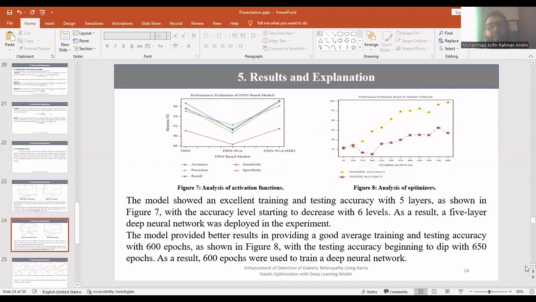The model showed excellent training and testing accuracy with 5 layers, as shown in figure 7, with the accuracy level starting to decrease with 6 layers. As a result, a 5-layer deep neural network was deployed in the experiment. The model provided better results, with good average training and testing accuracy at 600 epochs, as shown in figure 8, with the testing accuracy beginning to dip at 650 epochs. As a result, 600 epochs are used to train the deep neural network.